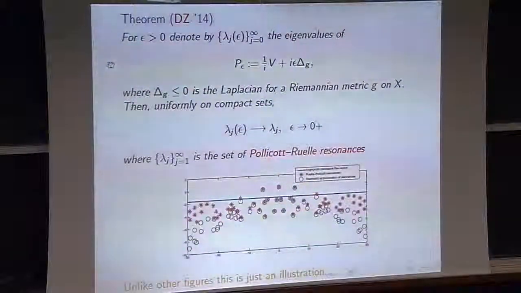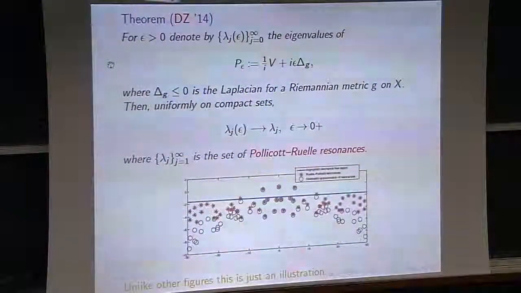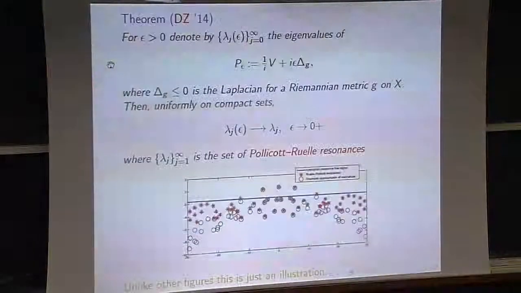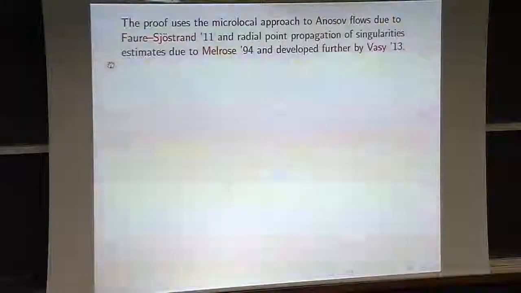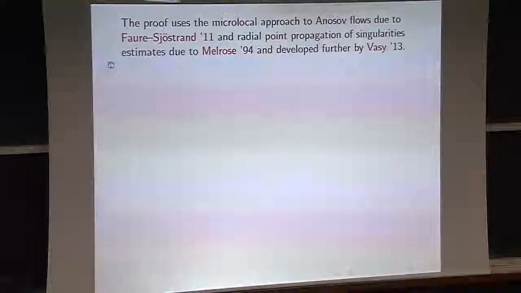Now I have another line here, because this is important: if I want to have a gap in the spectrum, and then consequently know that I can write down my correlations using these in some useful way, it's important to have a gap so that I know there are only finitely many of these in that gap. But before going there, let me just give some general comments about the proof. The proof uses the microlocal approach of Faure and Sjöstrand that I already mentioned, and it uses the radial point propagation of singularities estimates due to Melrose.